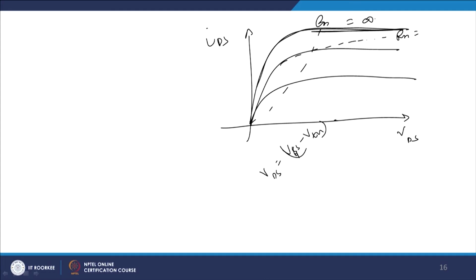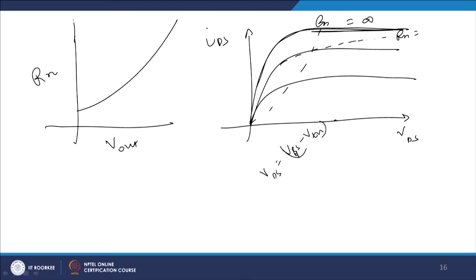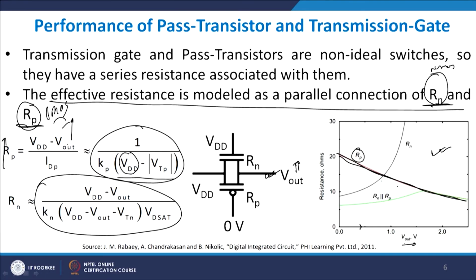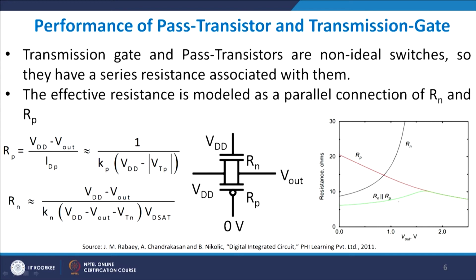So, if you plot the value of Rn with respect to V out, you can see that it will be sort of an increasing value, whereas Rp will be almost like a decreasing value. So, this is Rp and this is Rn, right. If you take these two together, I can get a profile. This will be nothing but Rp parallel to Rn, and that is what I was showing you here. If you look at the green curve here, then this green curve is basically the parallel combination of Rp and Rn.